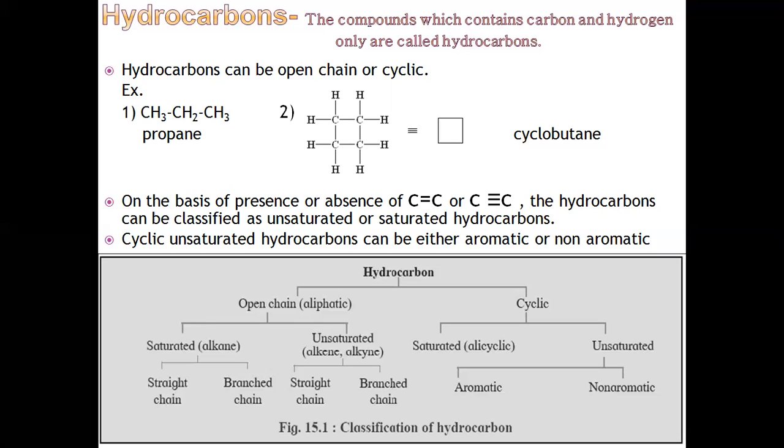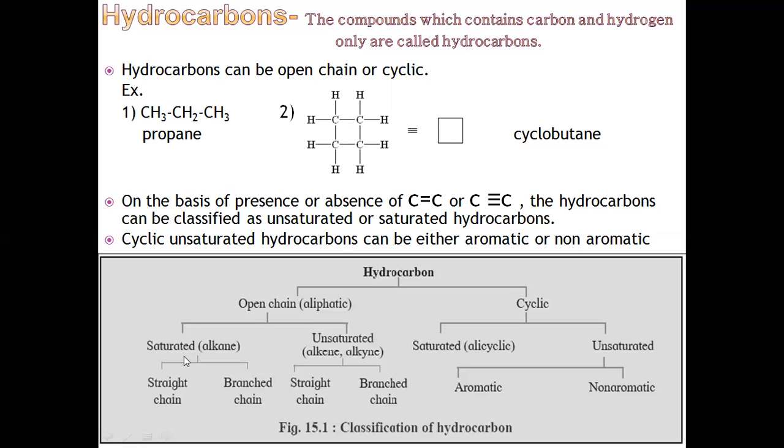On the basis of presence or absence of double bond or triple bond, the hydrocarbons can be classified as unsaturated or saturated hydrocarbons. Hydrocarbons are classified as open chain and cyclic hydrocarbons. These open chain hydrocarbons are classified as saturated or unsaturated on the basis of presence of carbon-carbon double bond or triple bond. If the compound contains only carbon-carbon single bonds, it is called a saturated hydrocarbon, and the compound containing carbon-carbon double bond or triple bond is called an unsaturated hydrocarbon. For example, alkenes and alkynes are unsaturated hydrocarbons, and alkanes are the example of saturated hydrocarbons.